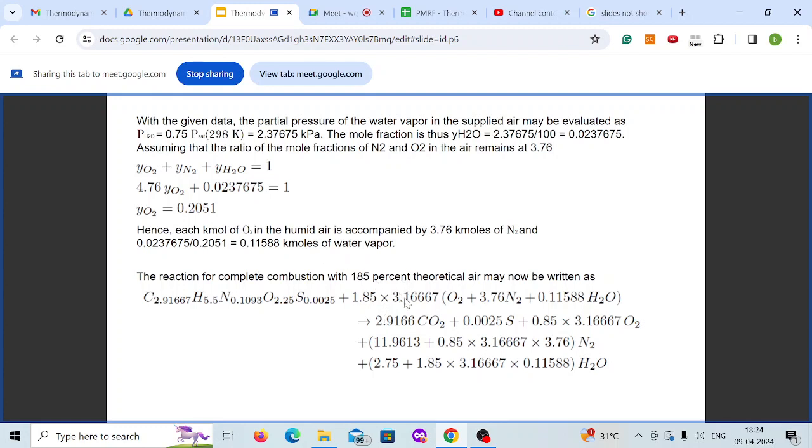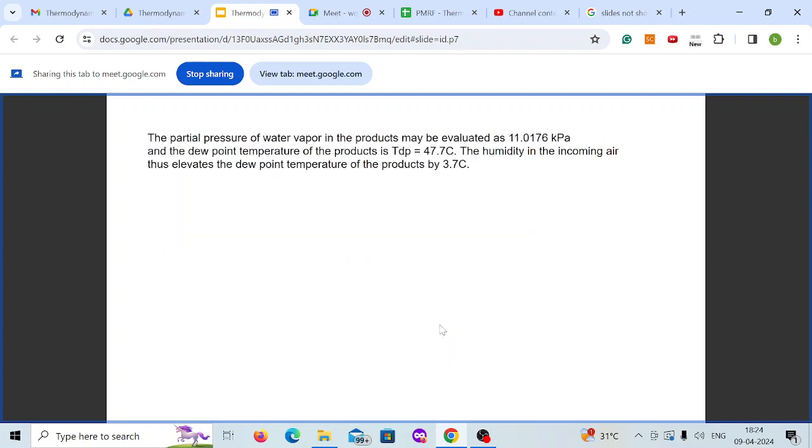We know the moles. For 1 mole of fuel, you have 1.85 times 3.1667 times (1 plus 3.76 plus 0.11588). That is the air. Multiplying by the molecular weight of air, and dividing by the molecular weight of fuel, will give you the air-fuel ratio in terms of mass.